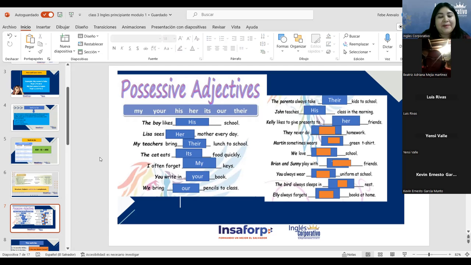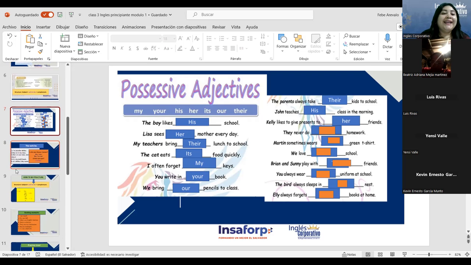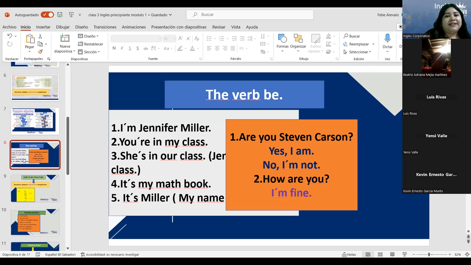Estuvo muy buena la práctica. Los felicito. Nadie me falló. Eso indica que sí estamos comprendiendo con qué sujeto se va a utilizar el possessive adjective, right? Y sí, fue bastante un reto, podríamos llamarlo, porque no aparecía el sujeto ahí, conciso, sino que estaba como un noun. The boy, Lisa, my teachers, pero aún así lo lograron, así que los felicito. Okay, let's move on and we finish with this.